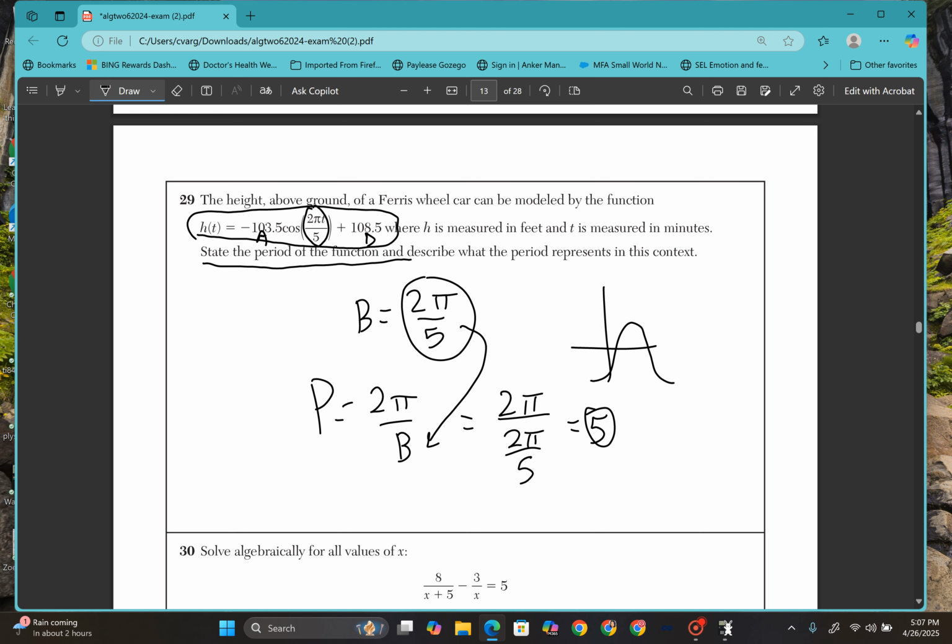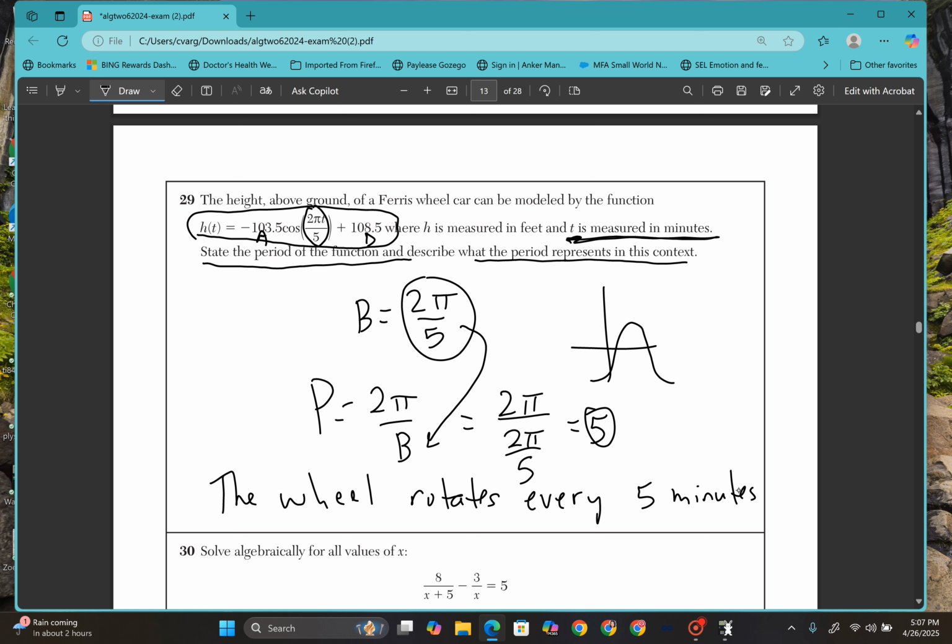Now it says, what does that mean? What the period represents in this context. That means we're talking about a wheel and it's rotating. So it means that the wheel rotates every 5, and then we have to look for our unit of time. So t is measured in minutes. That means it's every 5 minutes. So that would give you the full 2 points for this question.